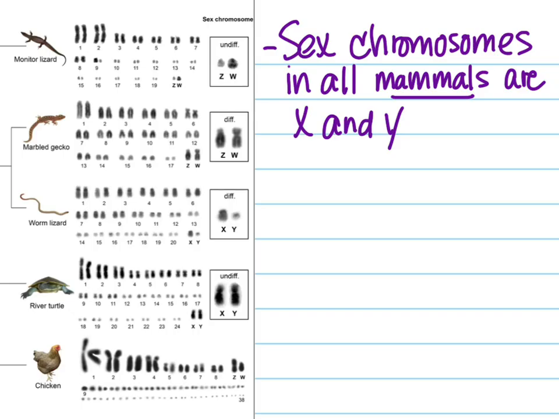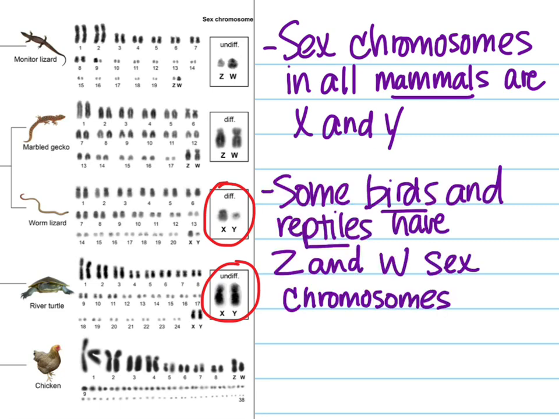Now, you probably think you know all about sex chromosomes. In humans, as a matter of fact, in all mammals, the sex chromosomes are X and Y. They're even X and Y in some reptile species. But in some birds and some reptiles, their sex chromosomes are a Z and a W, and it's a little different, but that's okay. There's more than one way to do things in nature.